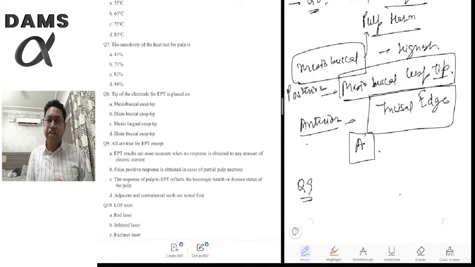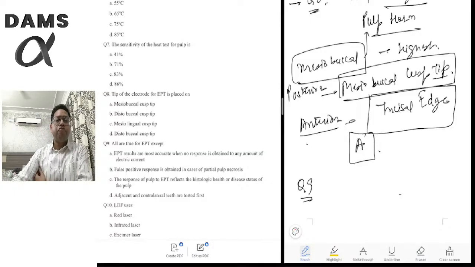Option B is correct. False positive response is obtained in cases of partial pulp necrosis. If there is a multi-rooted tooth and a viable pulp in one of the roots, but the majority of the pulp is degenerated, that viable pulp would give a pain sensation to the patient. So it is called a false positive. We would falsely assume the pulp to be vital.